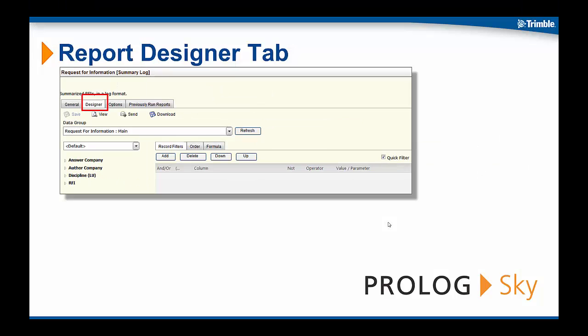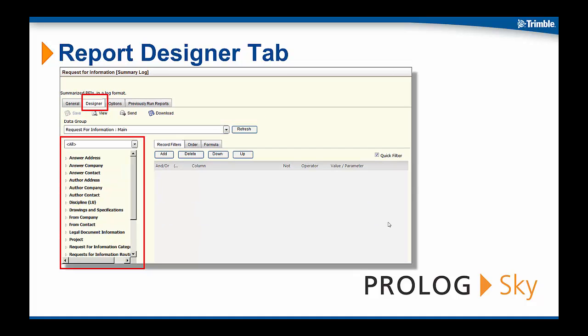Remember, for the data group selected, in this case RFI, you have additional filter options available as well. You simply change the default option to all, and the remaining tables and fields are displayed. Please watch our Prolog Converge 9.8 report query video to learn more on this topic.